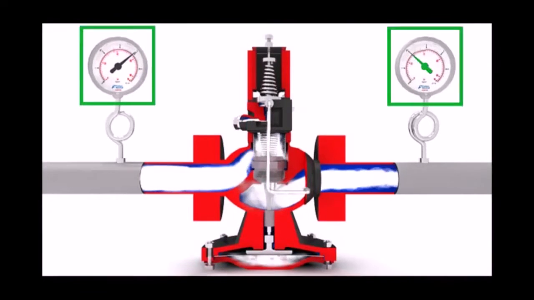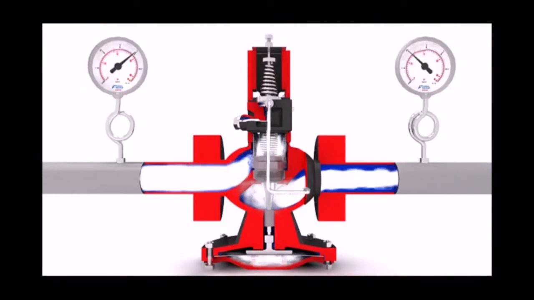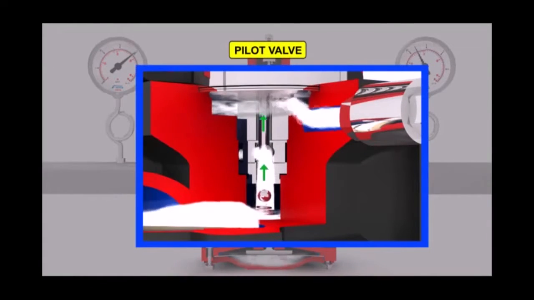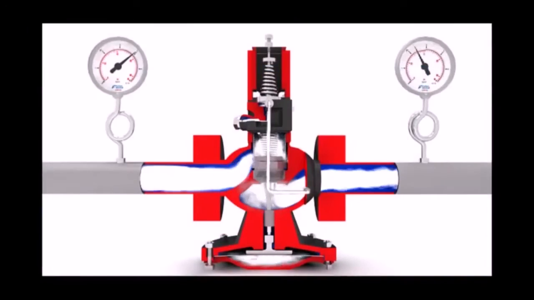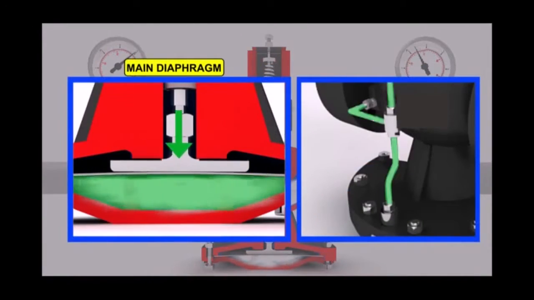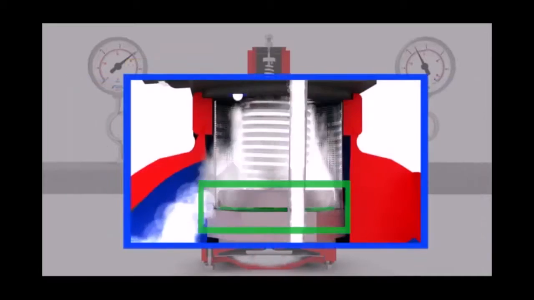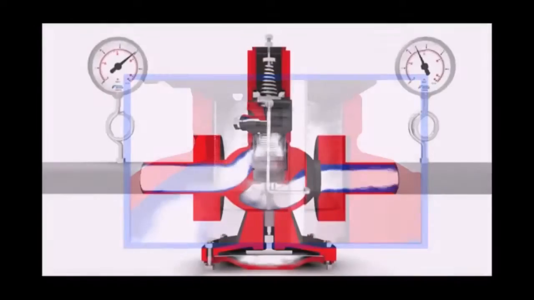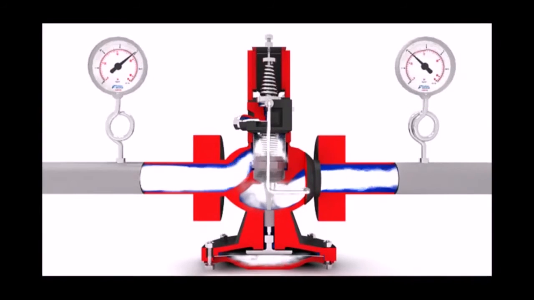Once the downstream pressure setting is done, an increase in the downstream pressure caused by a reduction in the steam load will move the pilot valve plunger upward and reduce the control steam flow under the main diaphragm, which in turn reduces the opening of the main valve and maintains the set downstream pressure.